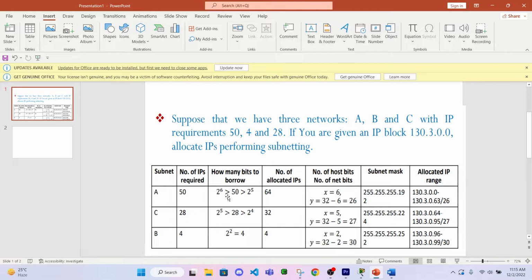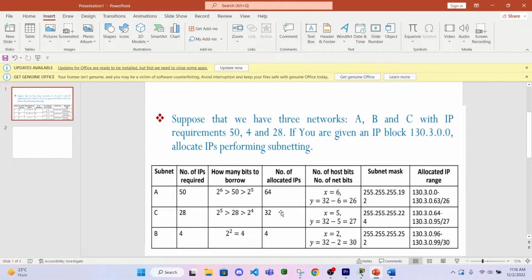So we know 2 to the power 4 is 16 and 2 to the power 5 is 32. So we can write that 2 to the power 5 is greater than 28, and 28 is greater than 2 to the power 4. For network B, the value is 4. So we know that 2 to the power 2 is equal to 4. So here we write it as it is.